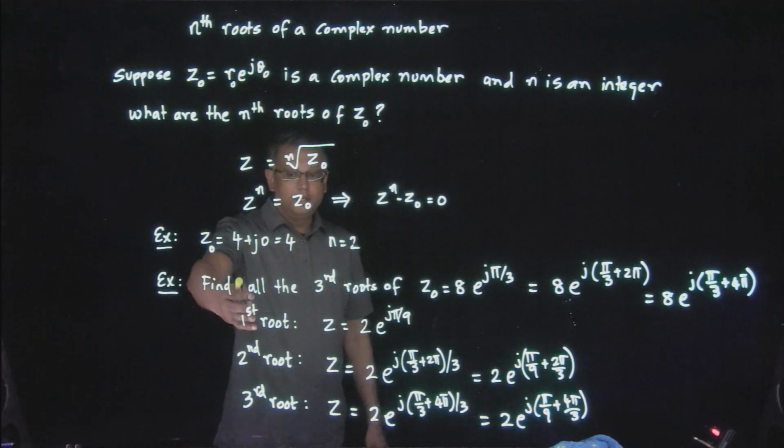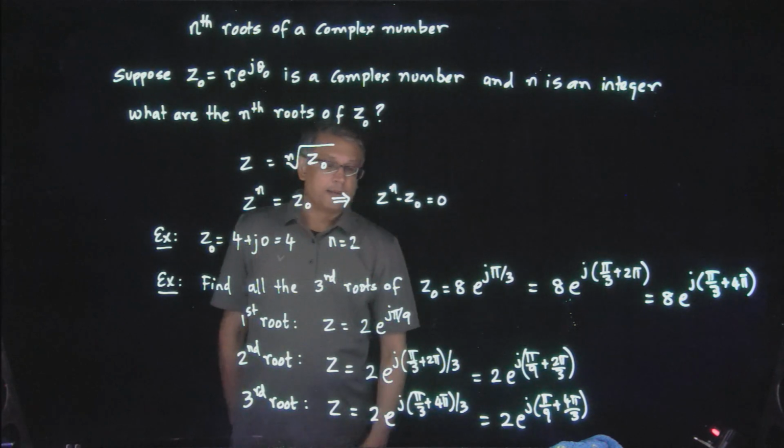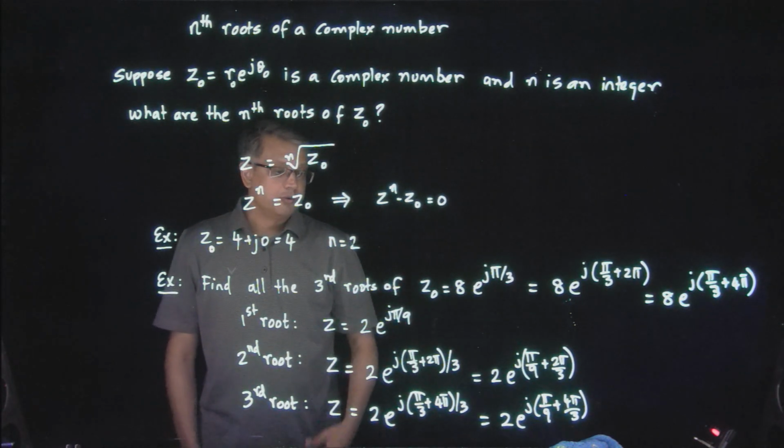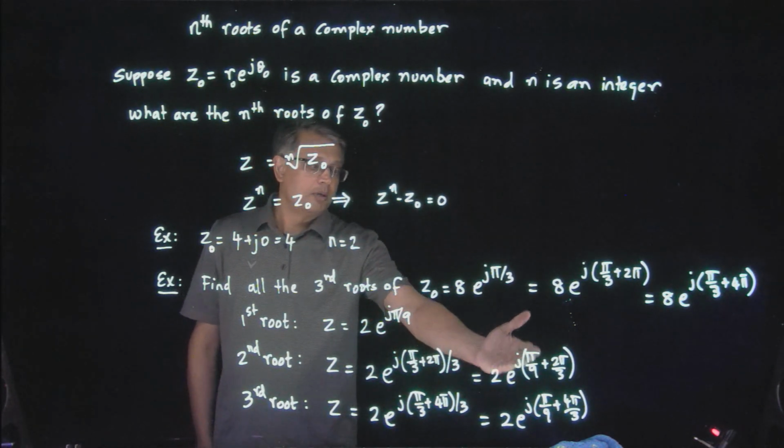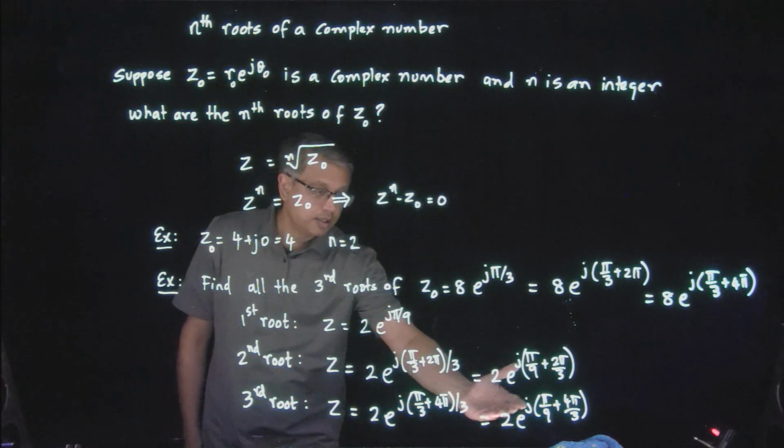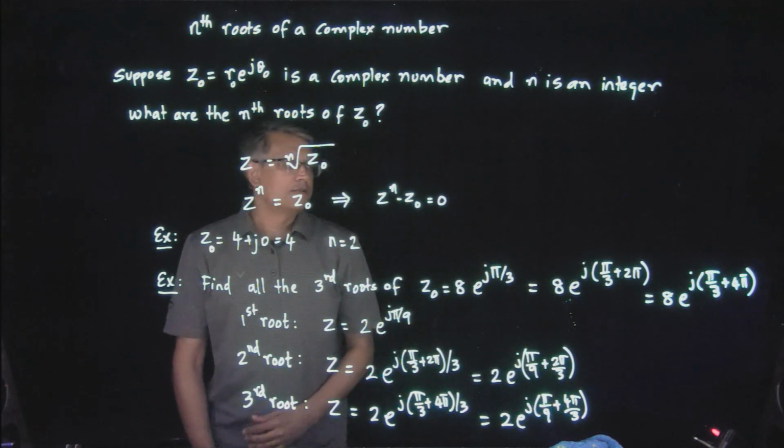So then the three roots are given by 2 times e to the j pi over 9, 2 times e to the j pi over 9 plus 2 pi over 3, and 2 times e to the j pi over 9 plus 4 pi over 3.